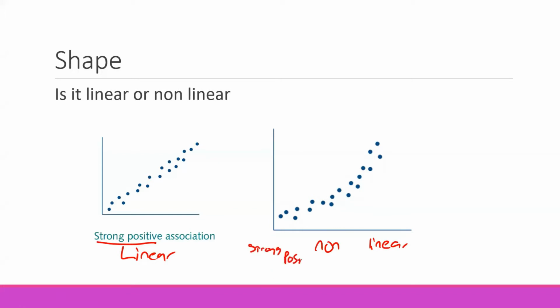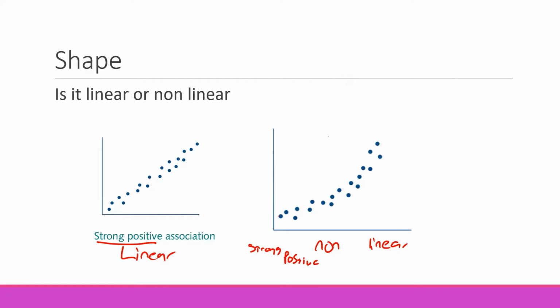And it's also still going up and to the right, but it's curving up, not going straight up. So therefore that makes me think that it's non-linear. Other non-linear shapes might look like this or like this, whatever. You'll be able to tell if it's non-linear.